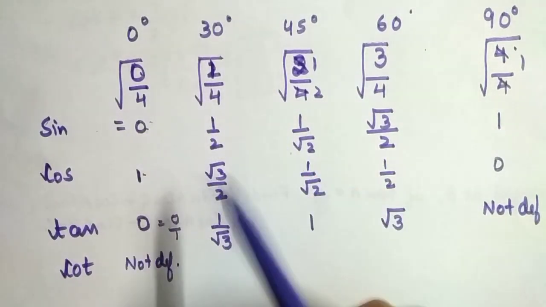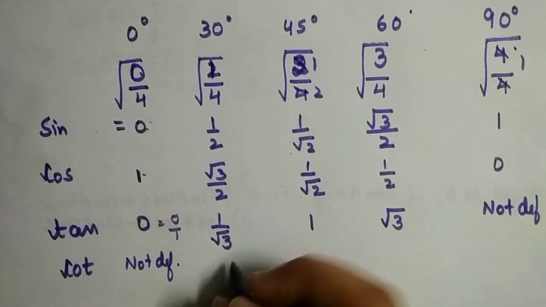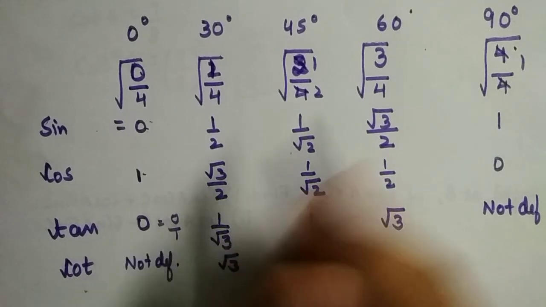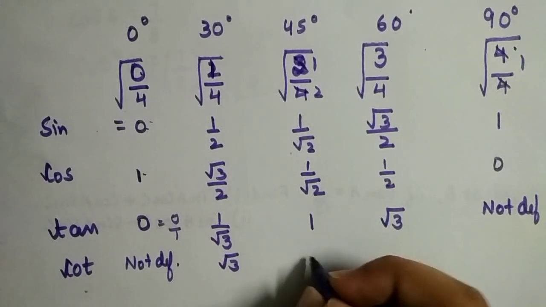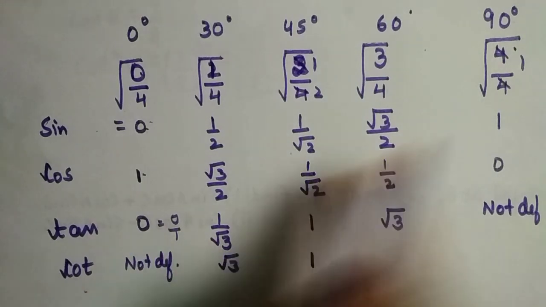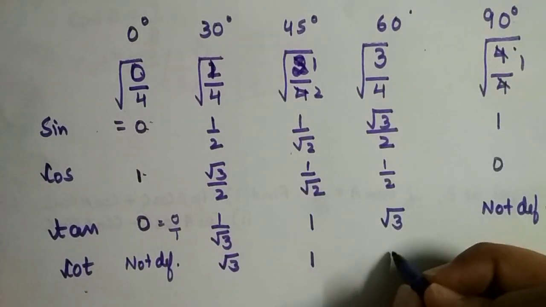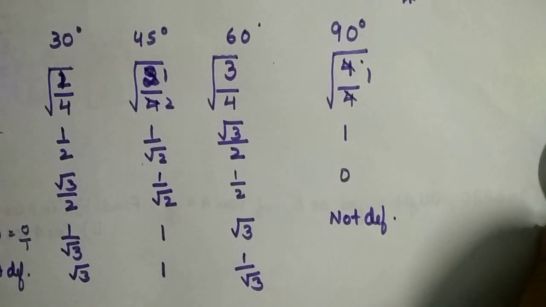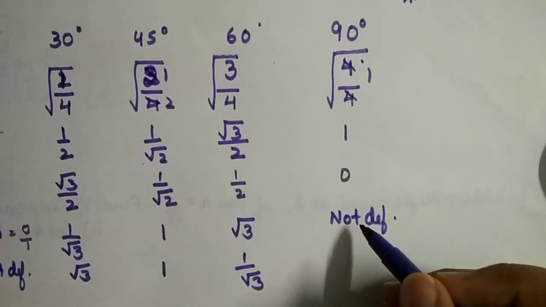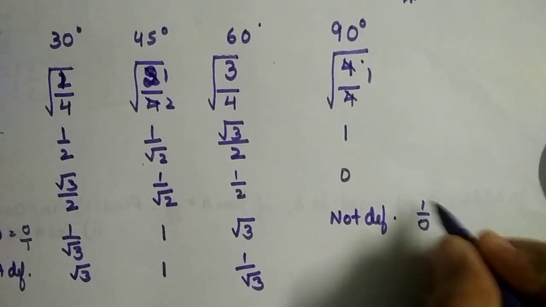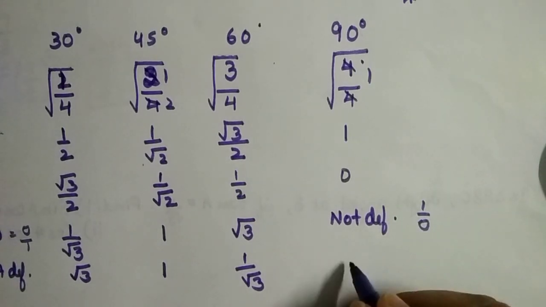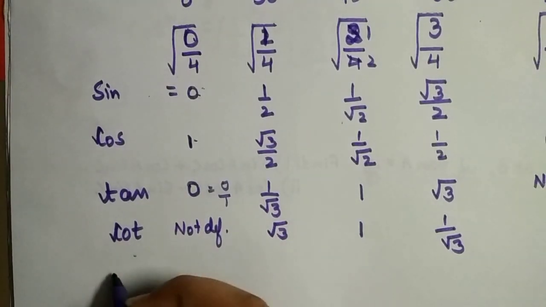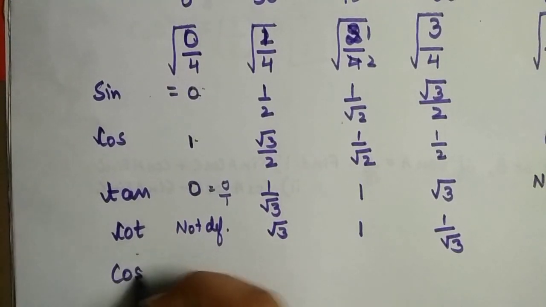Now cot 30 degree is the reciprocal of 1 by root 3, that is root 3. Cot 45 degree is the reciprocal of 1, that is 1 only. Cot 60 degree is the reciprocal of root 3, 1 by root 3. And cot 90 degree is the reciprocal of this. This is 1 by 0. So the reciprocal of this is 0 by 1, that is 0. Now let's see for cosecant.